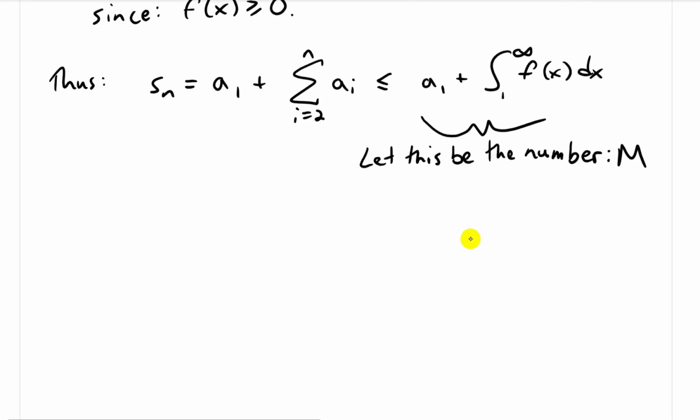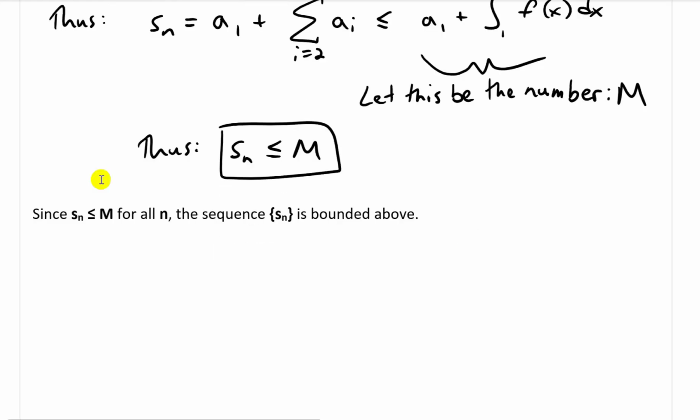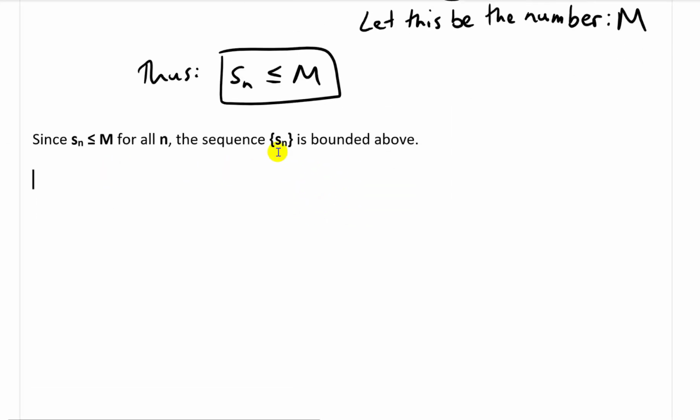So thus the partial sum Sn is going to be less than or equal to m. So in other words, it's bounded. Since Sn is less than or equal to m for all n, the sequence Sn is bounded above. Remember, a sequence is just the terms, a series is just the addition of the terms.